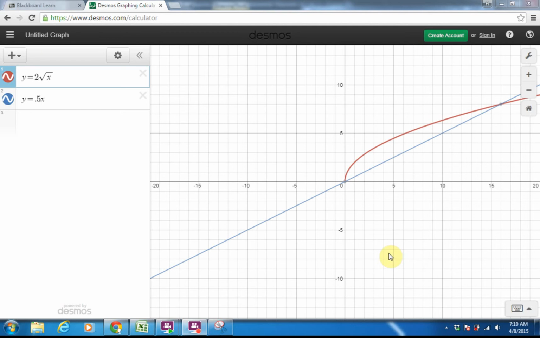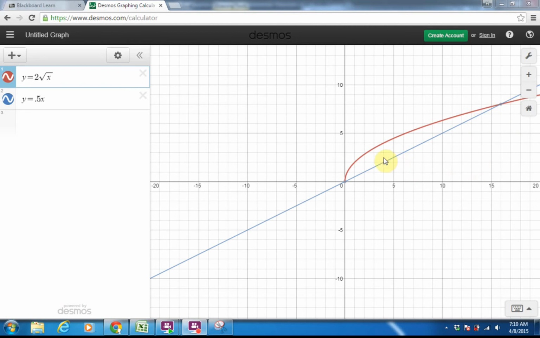So now we're going to look at how we can find the area between two curves using the fundamental theorem of calculus. What I want you to look at first is that I've gone to Desmos and graphed y = 2√x and y = 0.5x. The first, 2 times the square root of x, is graphed in red, and y = 1/2 x is graphed in blue.